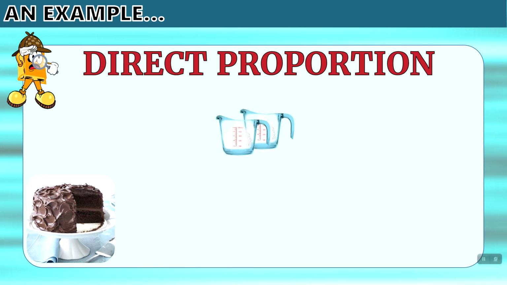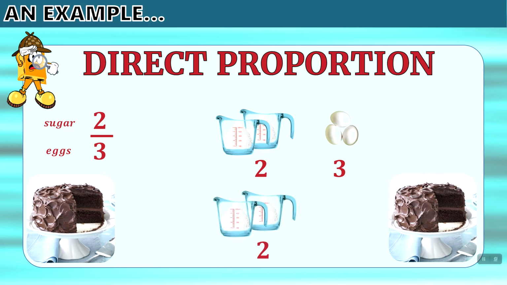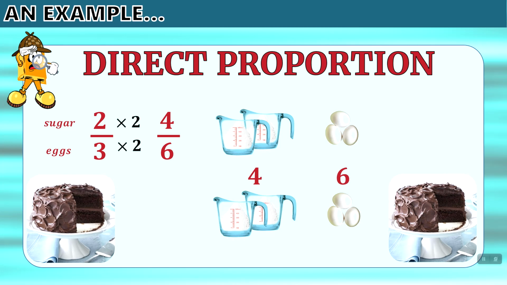Here's an example using a cake. In this cake, we have to use 2 cups of sugar and 3 eggs. The ratio of sugar to eggs is 2:3. If we wanted to bake 2 cakes, we would need another 2 cups of sugar and another 3 eggs. And so 2 cakes means we need to multiply the sugar by 2, which gives us 4, and the eggs by 2, which gives us 6. And you can see that we have 4 cups of sugar, 6 eggs, and in the two ratios, you can see that 2/3 equals 4/6. This is direct proportion.